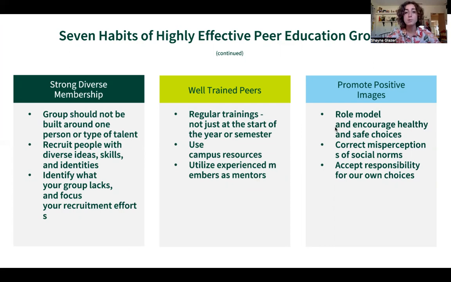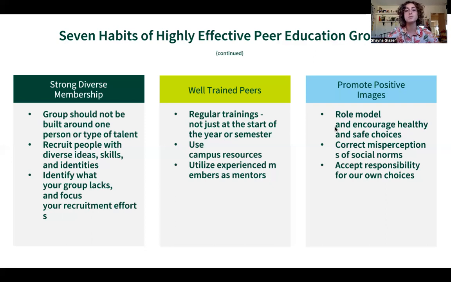The third one, promoting positive imagery, means acting as a role model and encouraging healthy and safe choices. It also means that if there are misperceptions within the community, like ideas about what Cal Poly promotes towards sex and like an abstinence-only program, we correct that and we work to create positive imagery that's within our goals. We want to take a step back and realign how we would like people to understand health and safety. Positive imagery also means people are taking strides to own up to mistakes and hold themselves accountable. This is a skill that's a takeaway far beyond the peer education program.